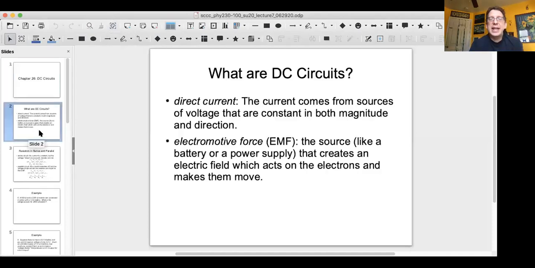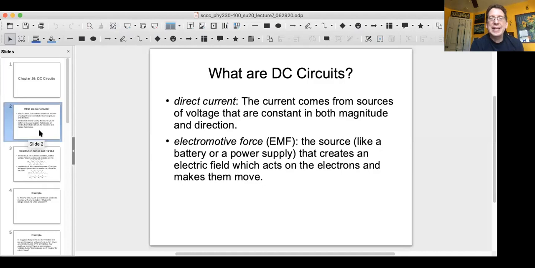So DC stands for direct current. The current comes from a source of voltage, or sources of voltage, that are constant in magnitude and direction. So you have a steady current. It's not shifting direction, and its magnitude is not changing either. You have a steady output coming out, and that's a DC circuit. So you've already seen DC power supplies in the laboratory.